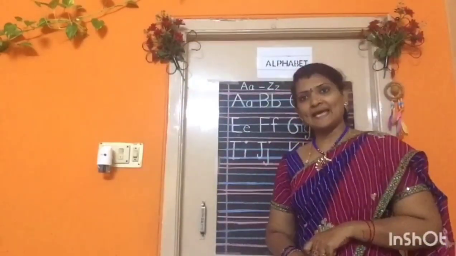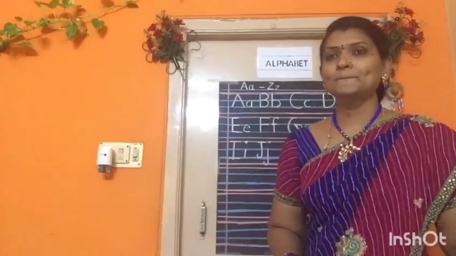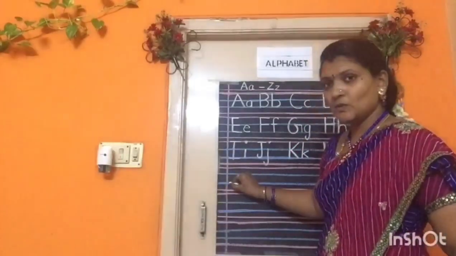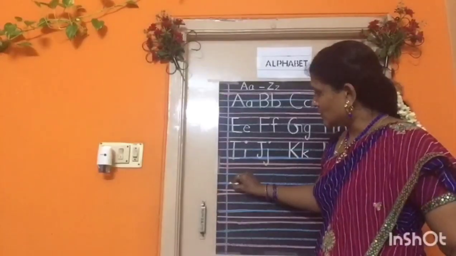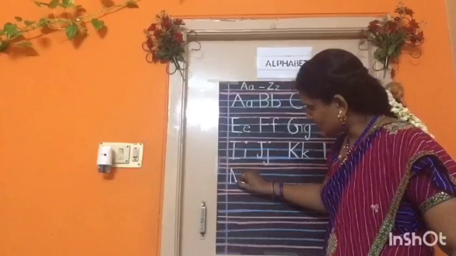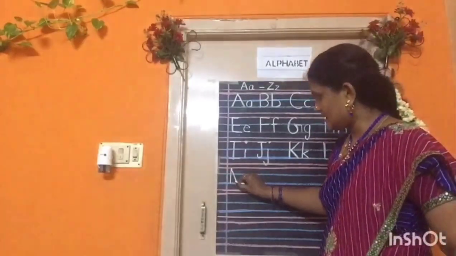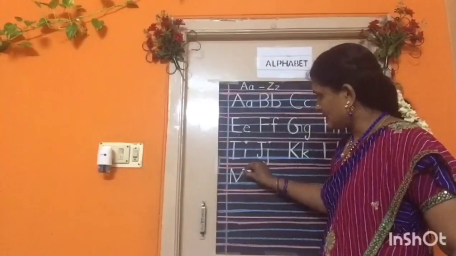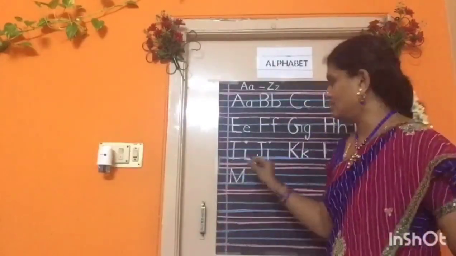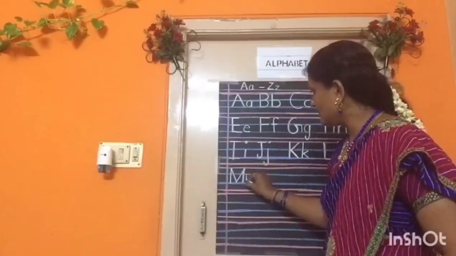Next comes M. M says M. Now M from blue line, third blue line. Vertical line, go up. Bring down slant. Left slant. Right slant. Vertical line. Capital M. Now small m.